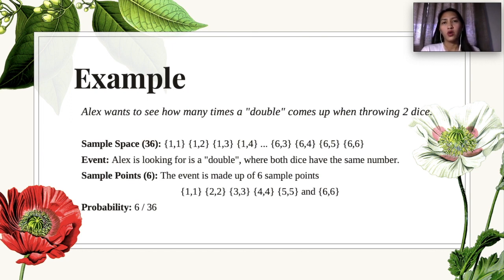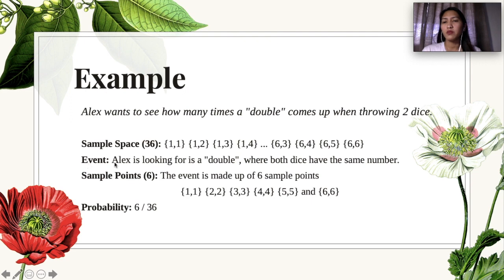Okay, so 1,1, 1,2, 1,3, 1,4, 1,5, 1,6, and then 2,1, 2,2, 2,3, 2,4, 2,5, 2,6, and then 3,1, 3,2. And I hope that by now you can get what I'm trying to say. So kapag nilista mo yun lahat, meron kang 36 pairs of number. Ang tawag doon is sample space. So you have to write all of those pairs down.